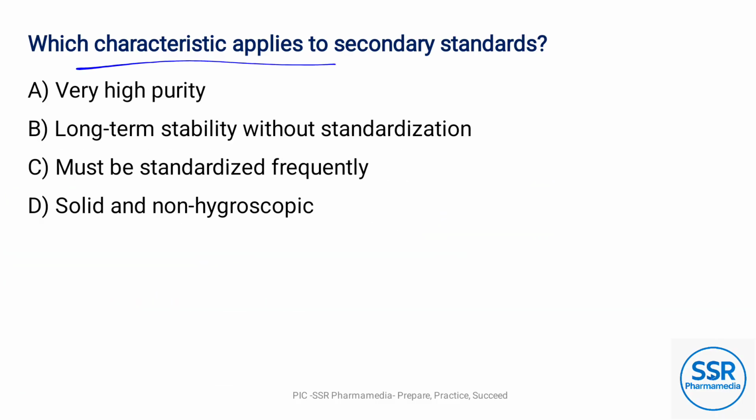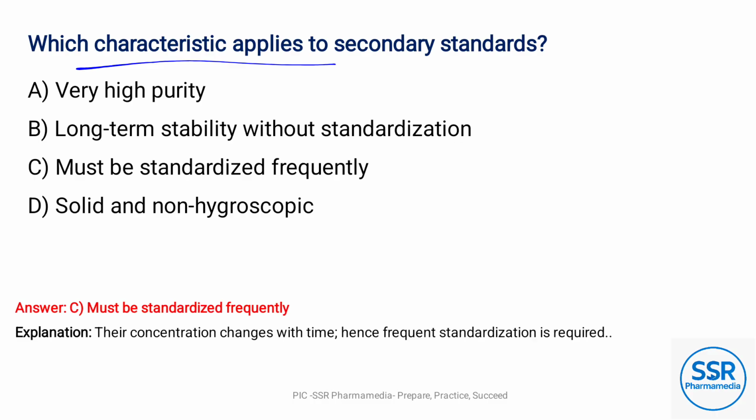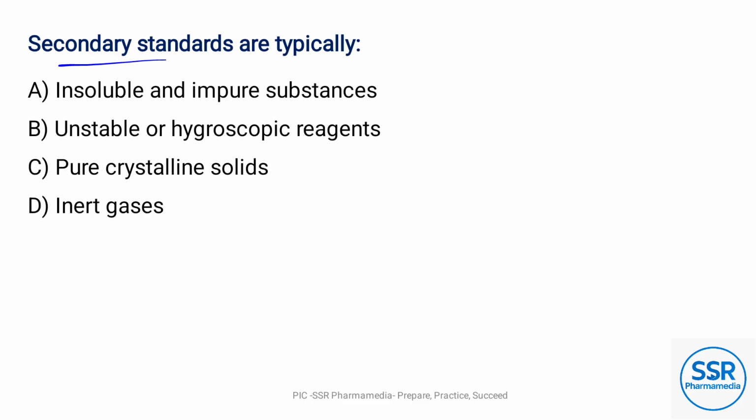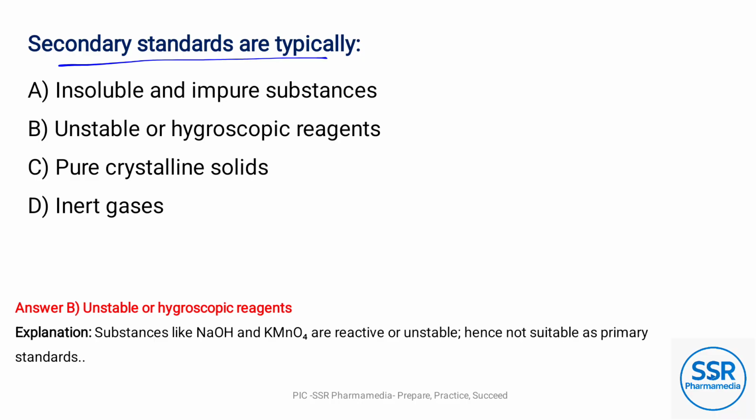Which characteristic applies to a secondary standard? Option C: it must be standardized frequently. Secondary standards are typically, option B, unstable or hygroscopic reagents. Substances like sodium hydroxide and potassium permanganate are reactive or unstable, hence not suitable as a primary standard.